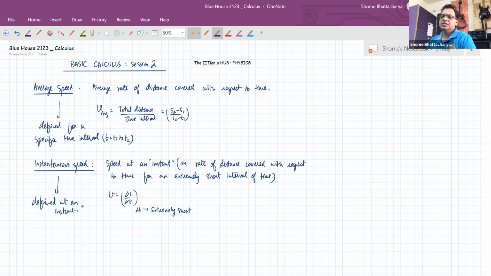Okay, so we measure the total distance covered in that entire time interval from T1 to T2 and divide that total distance by the time interval. So that in general was average speed and instantaneous speed.